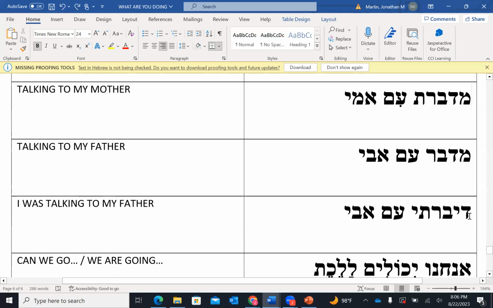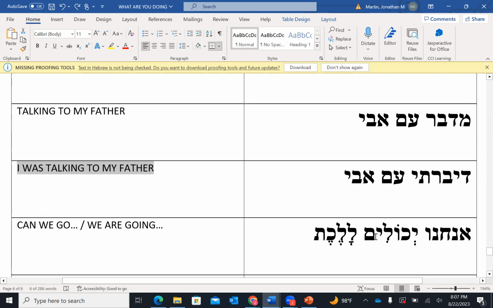Now we have past tense. Diveriti im abi. I was talking versus I'm talking. So one is present tense and one is past tense. I'm going to give y'all this document so you don't have to worry about writing it all down, unless you just want to. I can slow down a little bit. Anachnu, look at this. Can we go, or we are going? Anachnu.